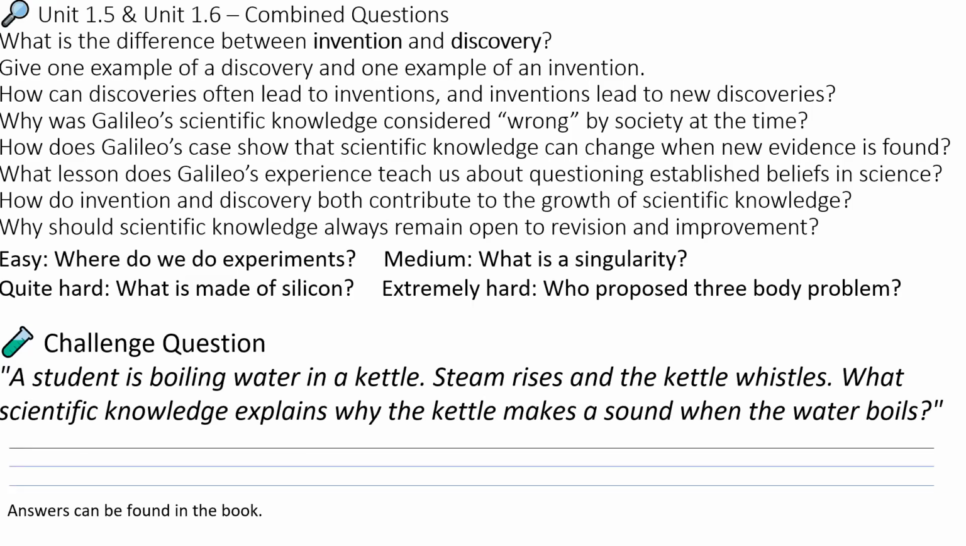Unit 1.5 and 1.6. What is the difference between invention and discovery? Give one example of discovery and one example of invention. How can discovery often lead to inventions and inventions lead to new discoveries? Why was Galileo's scientific knowledge considered wrong by the society at that time? How does Galileo's case show that scientific knowledge can change when new evidence is found? What lesson does Galileo's experience teach us about questioning established beliefs in science?